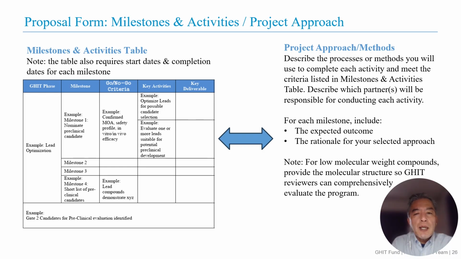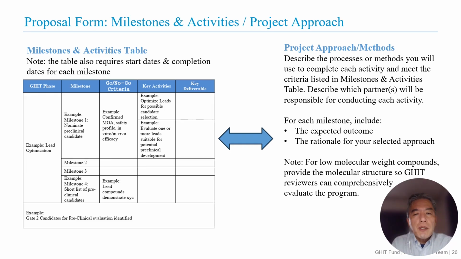In the milestones and activity table, you will need to clearly outline the project activity and expected milestones of your project, including the go/no-go criteria and key deliverables. Please make sure to include numerical go/no-go criteria as much as possible. This table will be used to monitor the progress of your project if it is awarded. Be specific and realistic in defining what you plan to achieve and when.